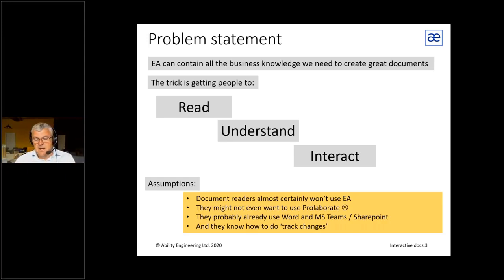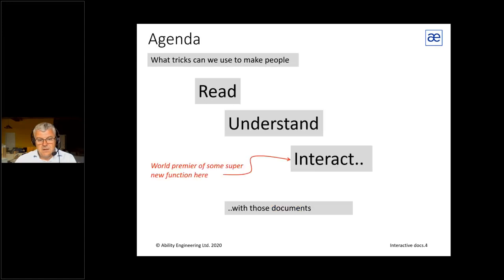And if we want to reach out to our customers where they are, not where we'd like them to be, maybe we'd like them to be using EA or using Collaborate, we need to reach out to them where they really are. And where they really are is they're in Microsoft Teams looking at Word documents. So that's where we need to get to. So that's kind of the scope of what we're talking about today.